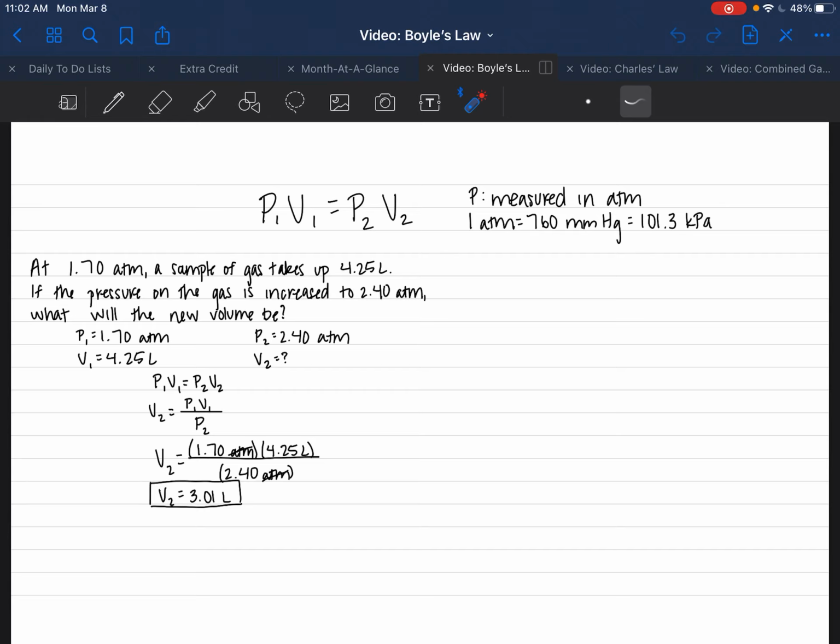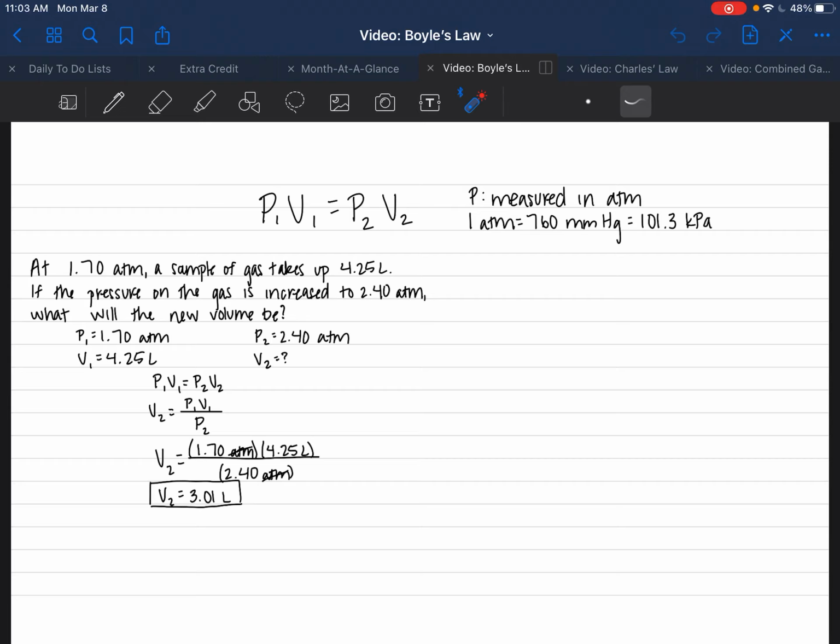So let's apply this to an example problem. We have here that at 1.7 atmospheres, a sample of gas takes up 4.25 liters. If the pressure on the gas is increased to 2.40 atmospheres, what will the new volume be? I went ahead and pulled out our variables and labeled them. So P1, V1, and P2 is what we are given. So we are solving for V2. We want to find that new volume.